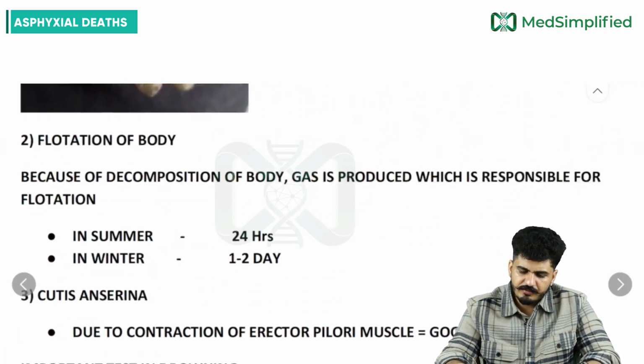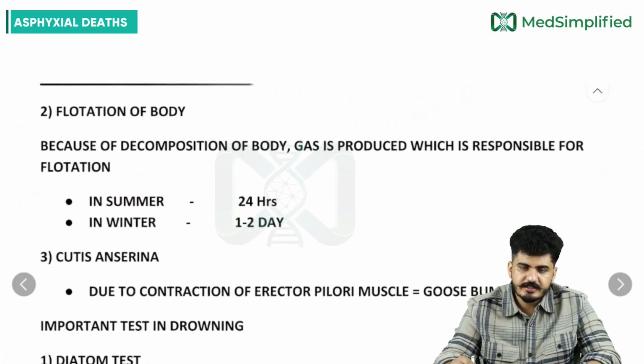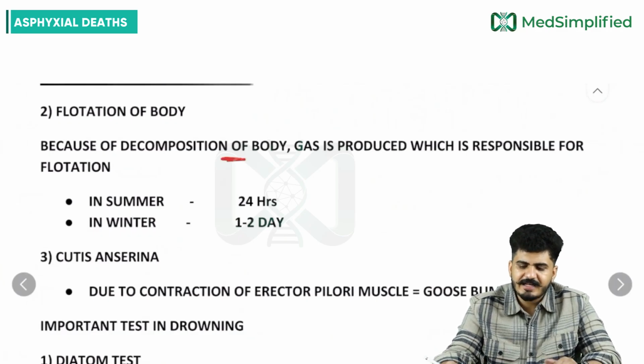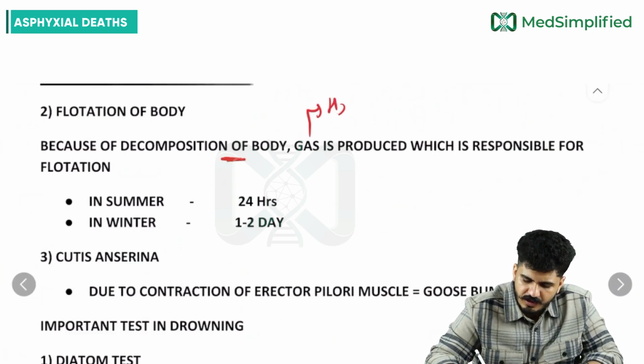Then, sir, we talk about the flotation of the body. Why is the flotation of the body happening? It is because of the decomposition of the body. Gas is produced, and the predominant gas which is produced would be hydrogen sulfide.